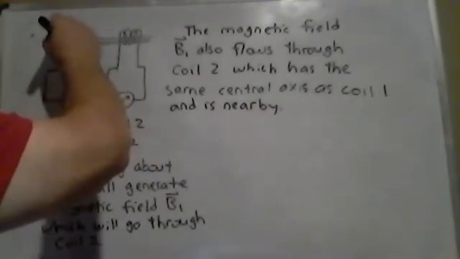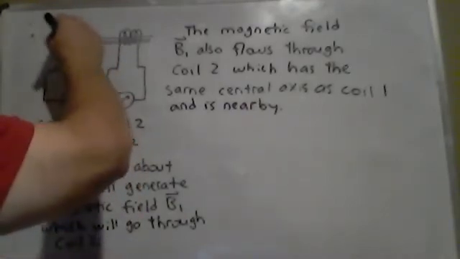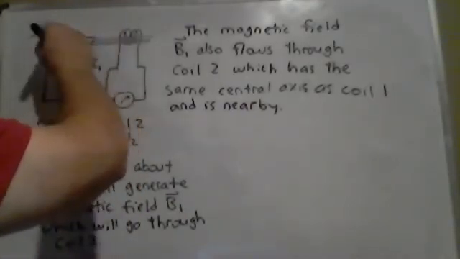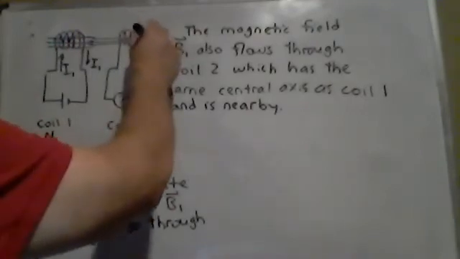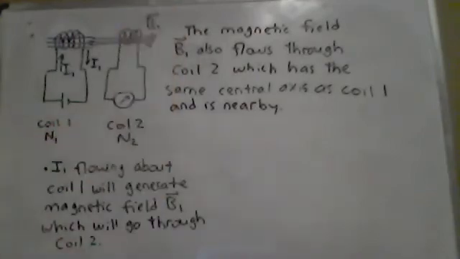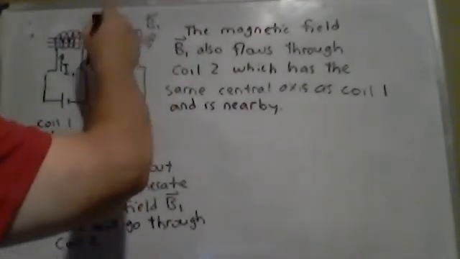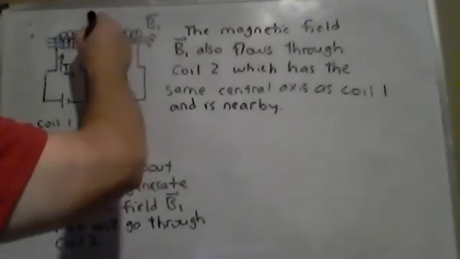I want my magnetic field to come down. That way, my current goes down, and my magnetic field is going to be going to the right. All right, there's my magnetic field. So B1 is generated from coil 1 and it's going through coil 2.